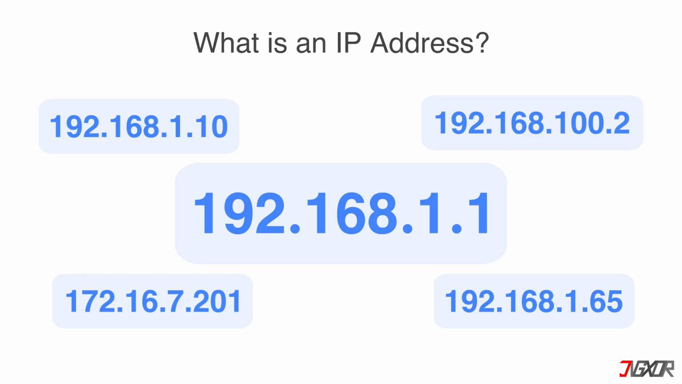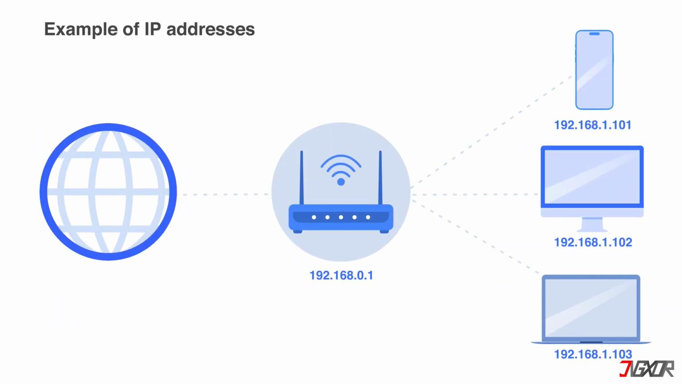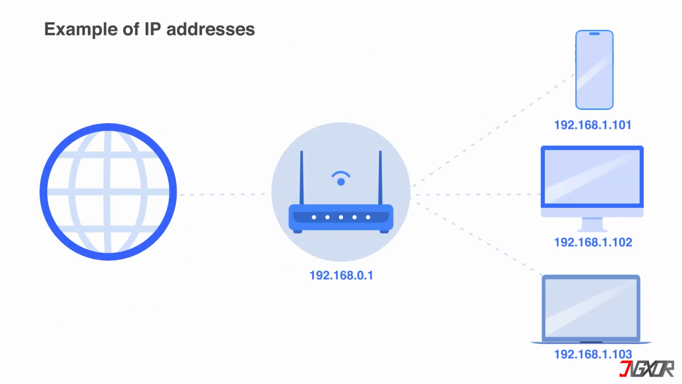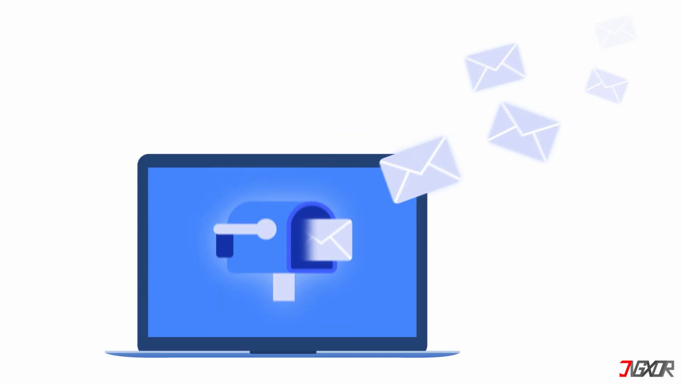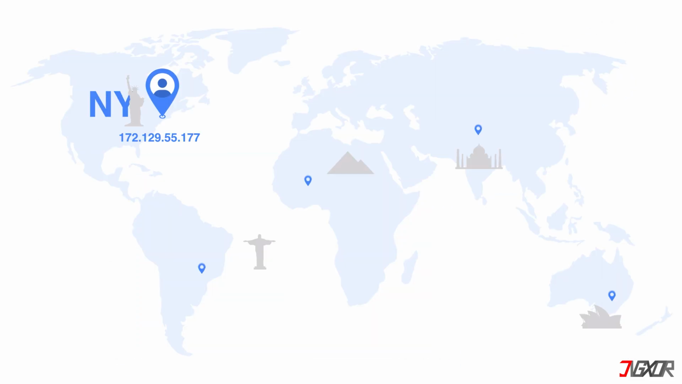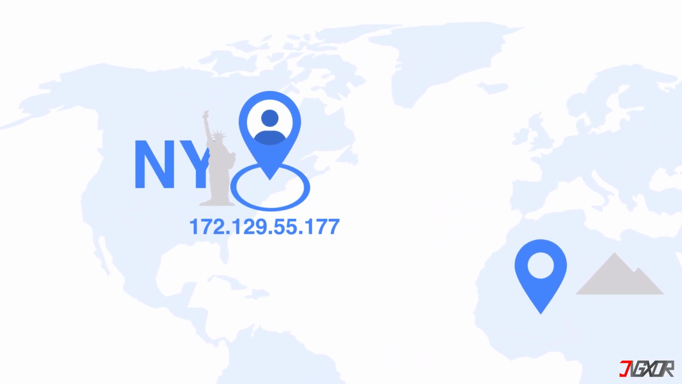An IP or Internet Protocol address is a unique identifier for every device connected to the Internet. Think of it as your digital mailing address. Your global IP address reveals your location approximately. While not exact, it is possible for a website to determine at least the city where you live.